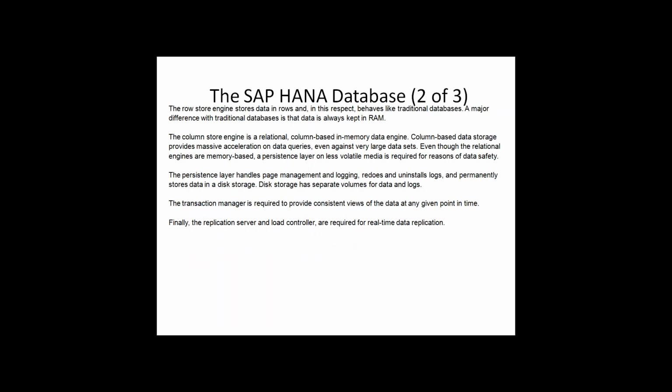Row store engine stores data in rows, like traditional databases. The main difference is it stores the data in RAM. And column store is a relational column-based in-memory engine. Column store provides a massive acceleration of data queries, and that's about it. Okay, that's all you need to know, not more than that.